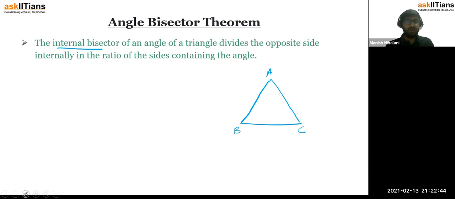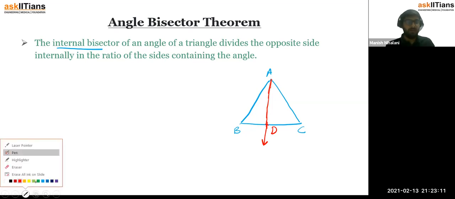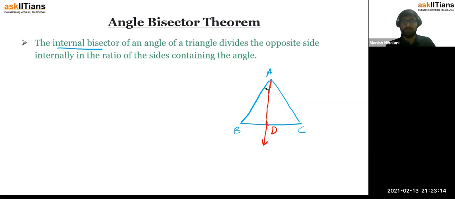So we can consider any angle and its bisector. Let's consider angle A's bisector. Let the bisector of angle A be AD, right? This is AD, which is the angle bisector. What do we mean by angle bisector? That it divides angle A into two equal parts, that is, this part is equal to this part. Angle BAD is equal to angle CAD.